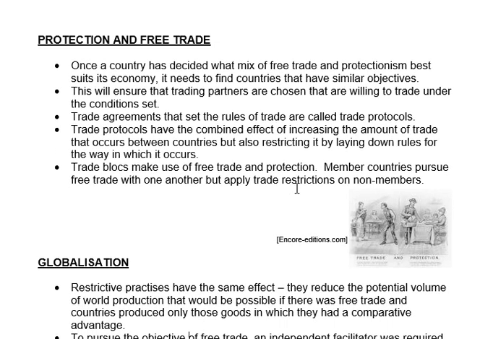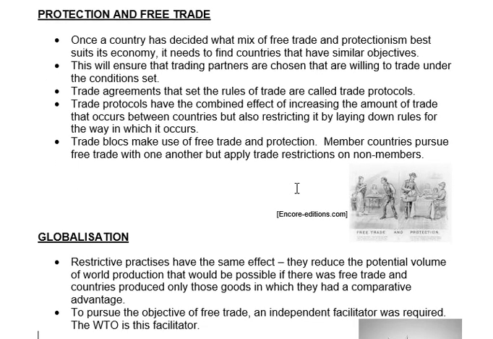Right, now once a country has decided what mix of free trade and protectionism best suits its economy, obviously now we need to find other countries that have similar objectives that would be willing to trade with us on our terms. So we have to ensure that we find trading partners that are willing to trade under the conditions that will suit us. Obviously there are many countries in the world, and not all those countries are going to be willing to trade with us on our conditions.